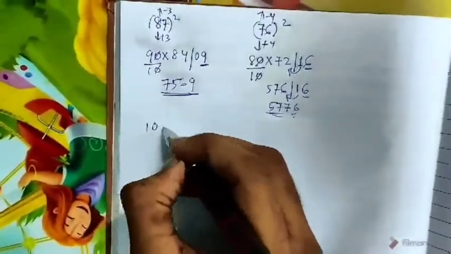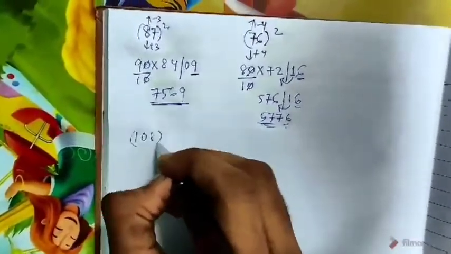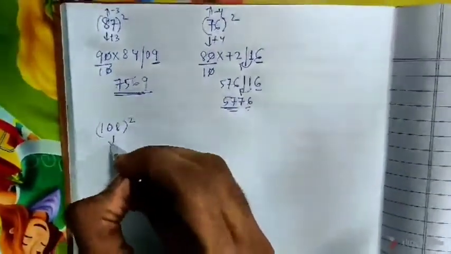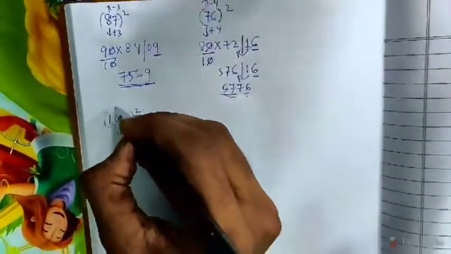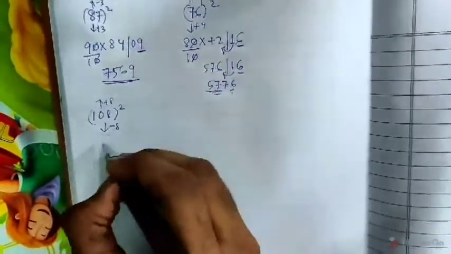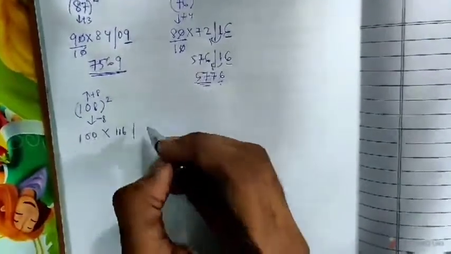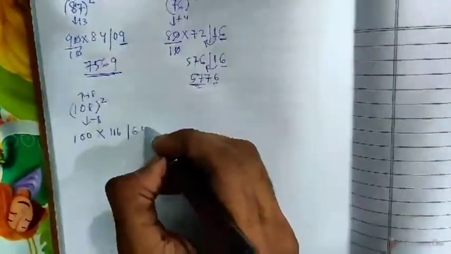Now take a 3-digit number. This time we have to find the square of 108. So we have to subtract 8 and we have to add 8. By subtracting 8 we get 100, and by adding 8 we get 116. And we know the square of 8 is 64.